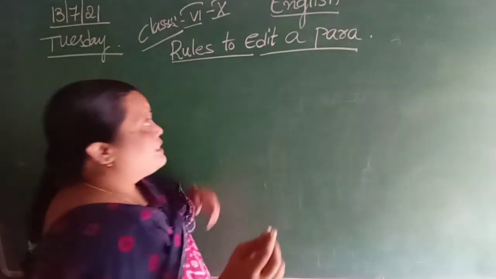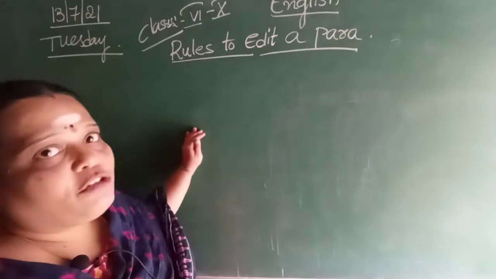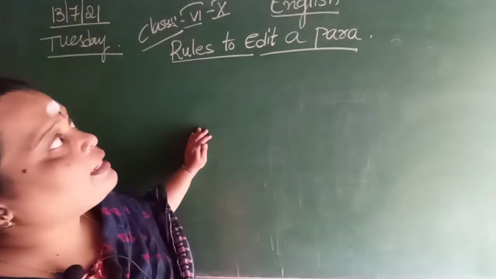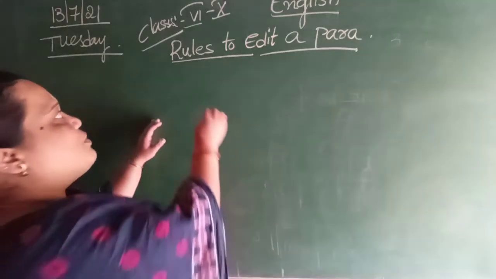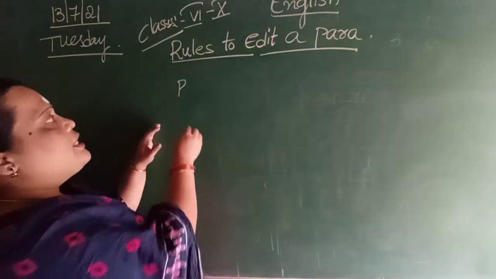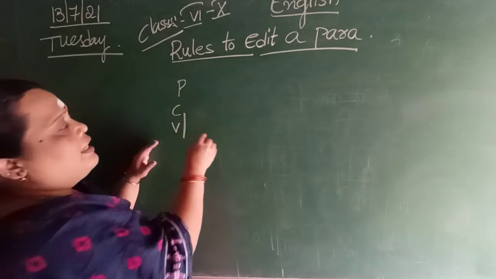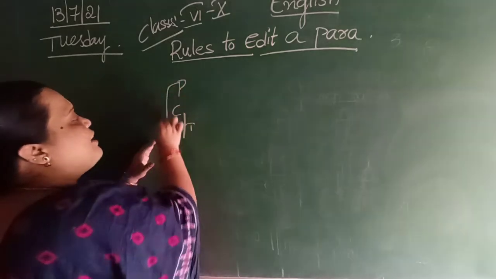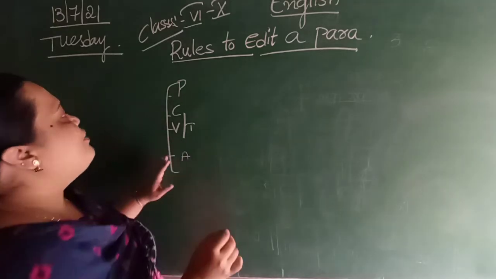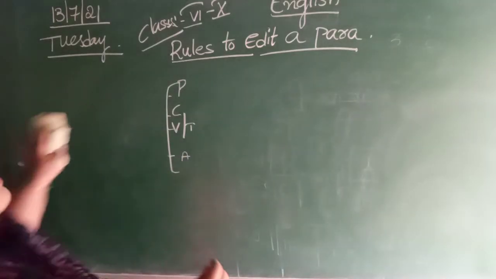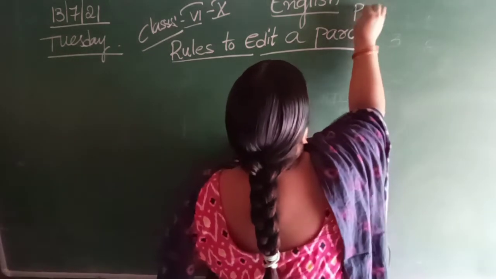So generally, whenever we are doing editing, we have to check something. Yesterday we already discussed what we have to see. First one is preposition. We have to check preposition. We have to check conjunction. We have to check verb or tenses. And also articles. Now today, in brief, we will be learning what that is. Okay, Nana. So let us start.